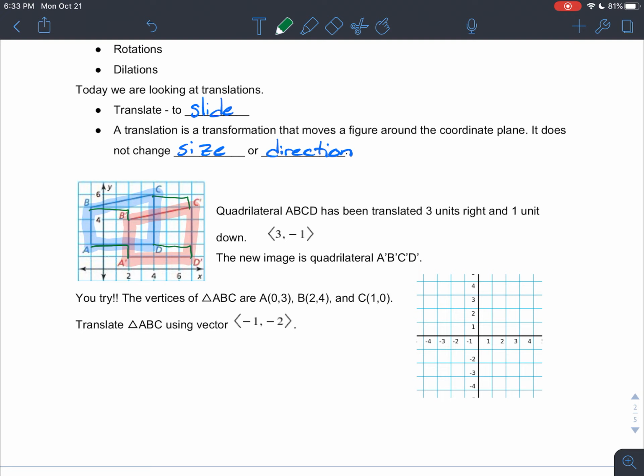So point A is at 0, 3. And remember, guys, when you are plotting points, always label. Because there's going to be times you're going to have 8 to 10 points all on the same graph that are moving around, different things are happening. And if they are not labeled, you're going to lose track. So go ahead and get in the habit of labeling your points always. Okay? So A is at 0, 3. B is at 2, 4. And C is at 1, 0. Okay? So I'm going to connect these to make triangle ABC.